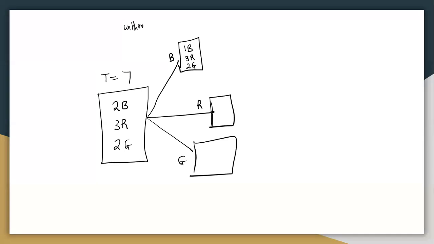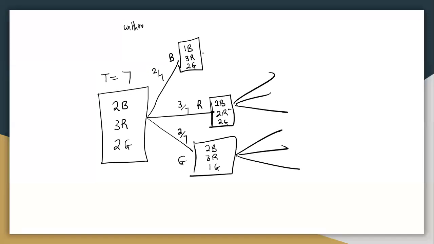When here I pick a red, it means my blues will remain 2. I remain with the 2 red, and then I remain with the 2 green. When I pick from this side, I remain with my 2 blues, 3 red, and then 1 green. So here my probability of picking blue will be 2 out of 7. Here it's going to be 3 out of 7. And here it is going to be 2 out of 7. Then you pick again 1, 2, 3. 1, 2, 3. 1, 2, 3.